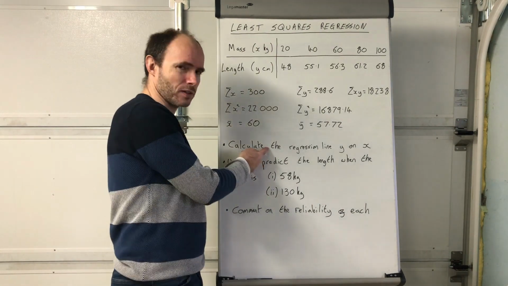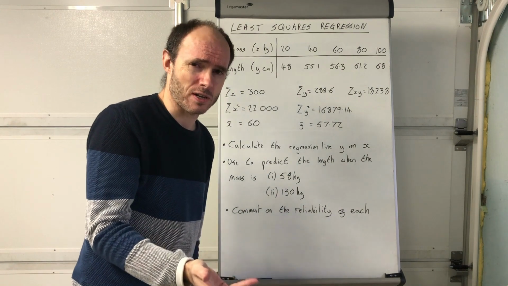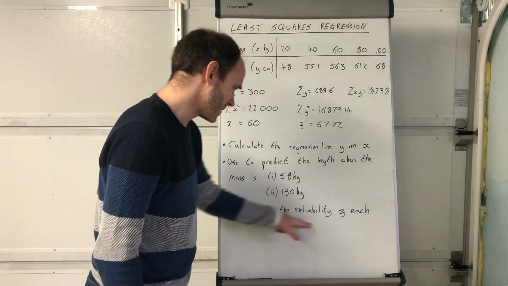So if you can't do that, then you're not going to be able to do those, are you? But that's the whole point of the regression line, so you need to try and make predictions for this. And then finally, comment on the reliability of each.